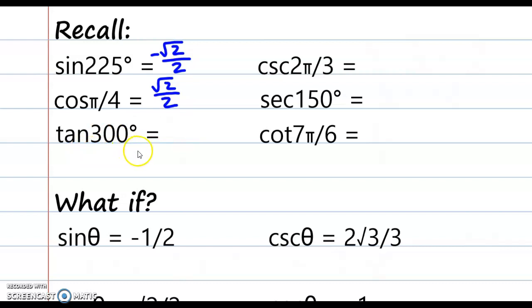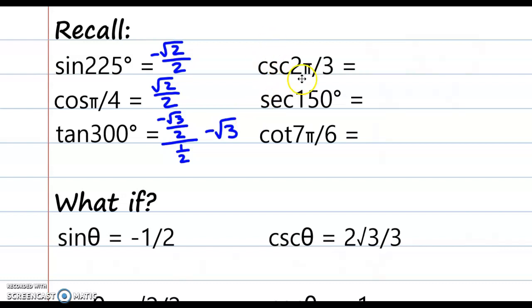Tangent of 300, we would go to 300 on the unit circle, and we would make a fraction of the y-coordinate over the x-coordinate. So the y-coordinate is negative square root of 3 over 2, and the x is 1 over 2, which simplifies to negative square root of 3.